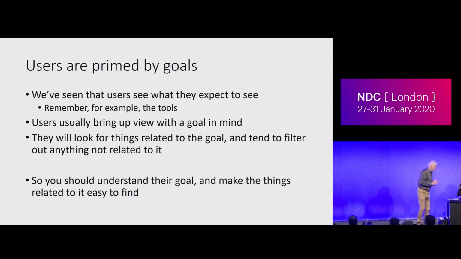We've seen that users are primed by goals. Usually when they go to your software, they've got some goal in mind. And they look for things related to the goal and filter everything else out. So you should understand their goal. Make it easy to find the things they want to do that are related to that goal.